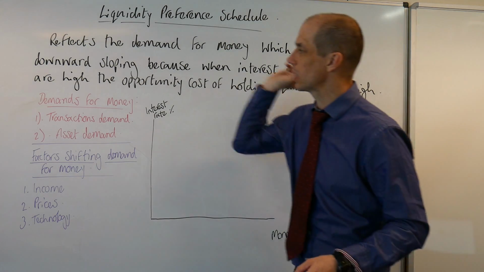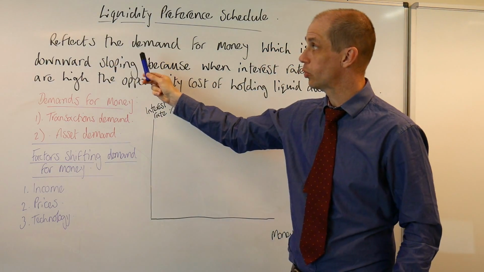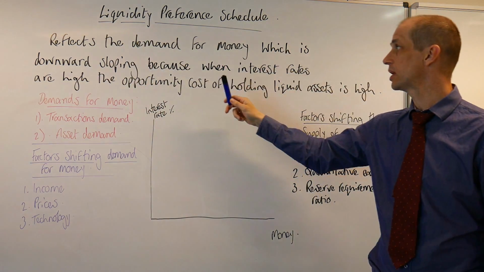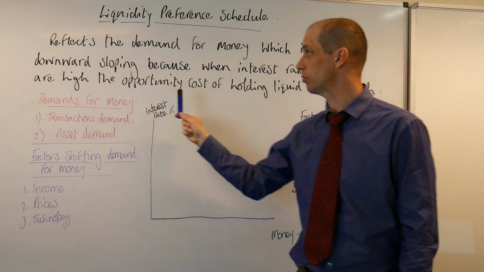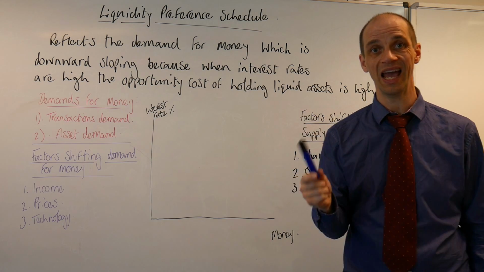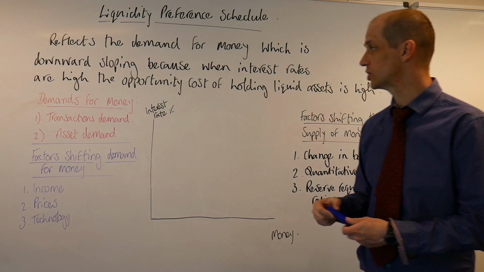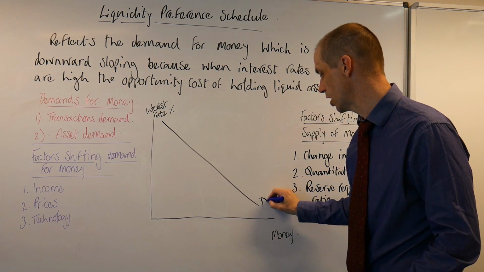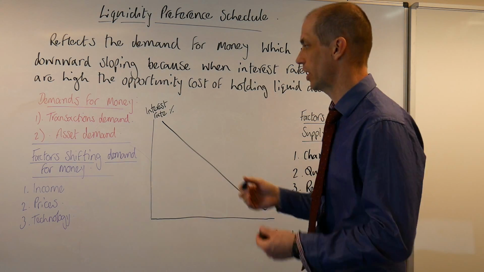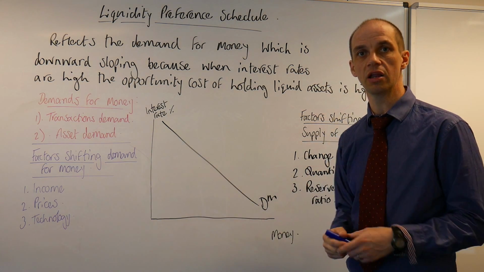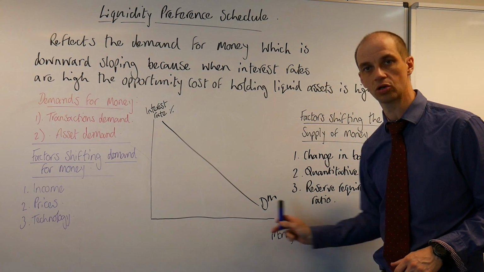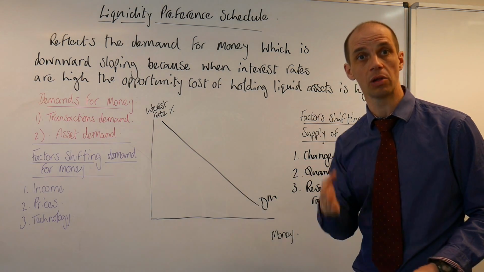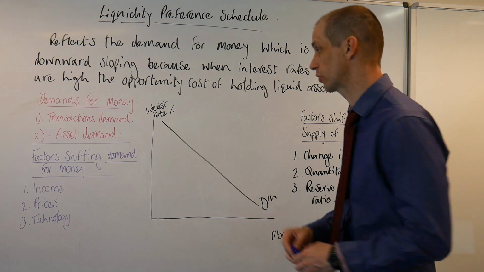Okay, so let's just have a look at what we've got here. The liquidity preference schedule reflects the demand for money, which is downward sloping because when interest rates are high, the opportunity cost of holding liquid assets or cash is high, and vice versa. So people's demand for money, their liquidity preference schedule, will look something like this. It's downward sloping, so there's an inverse relationship between the level of interest and the quantity of money that people actually choose to hold. And remember, we are talking about the most liquid asset, which is cash, of course.